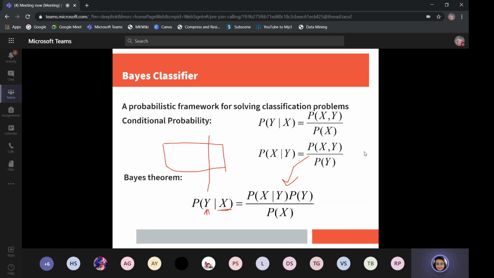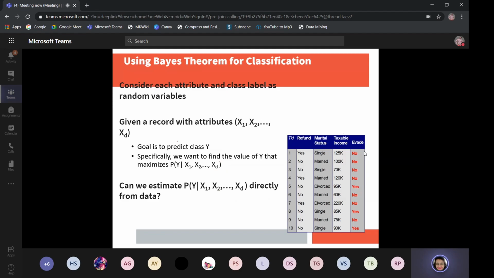Now we'll see how we do it. Each attribute and class label is assumed to be a random variable. We are assuming that x1, x2 up to xd, whatever is in your feature set, are independent. In reality, these attributes may not be independent. For example, salary may be dependent on the education attribute.